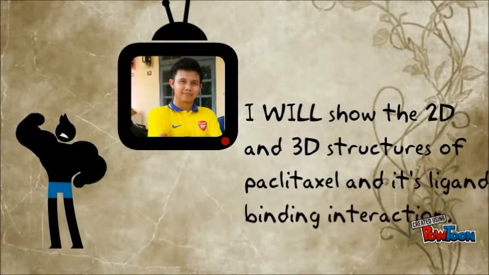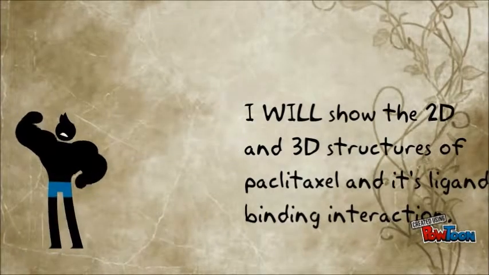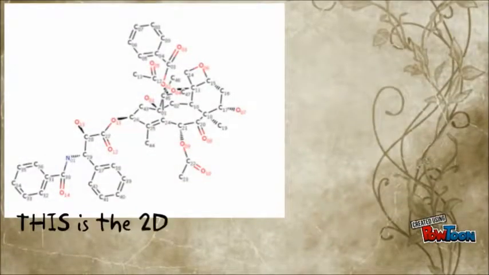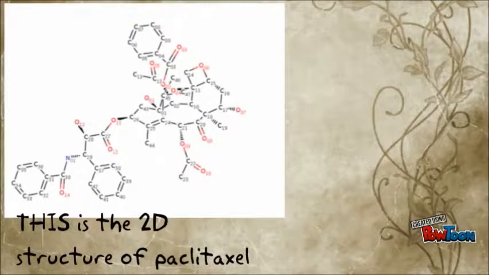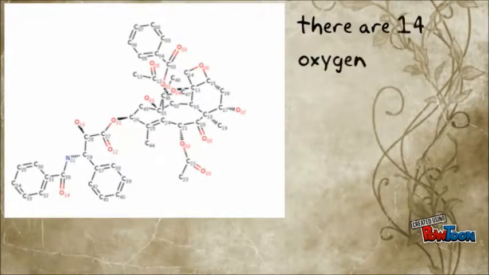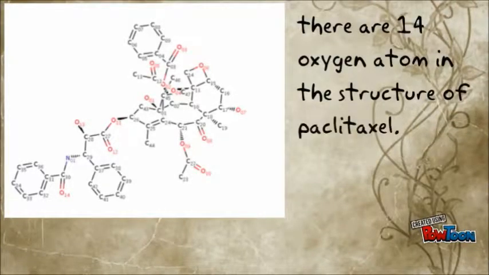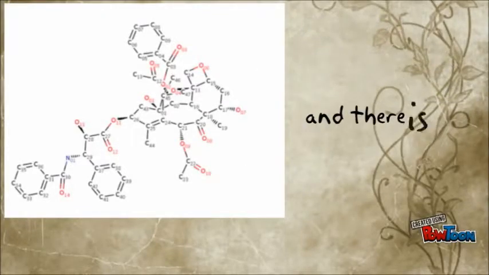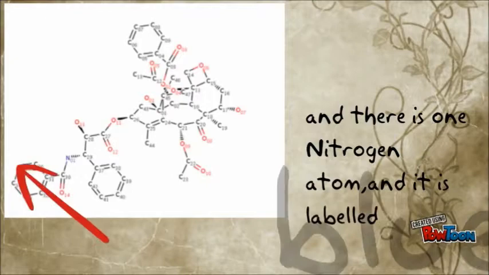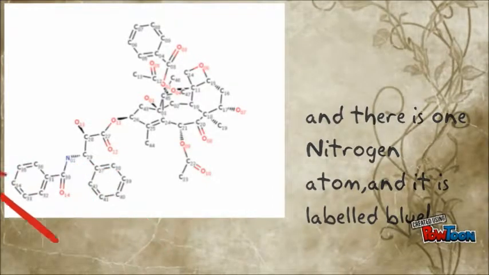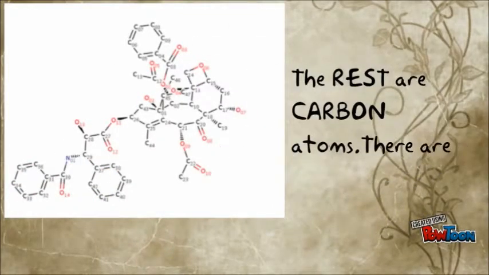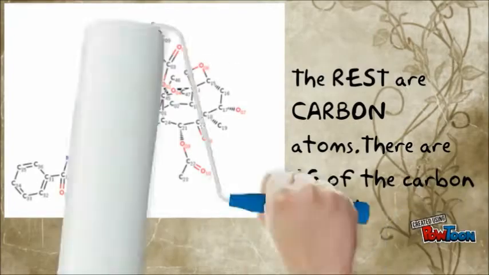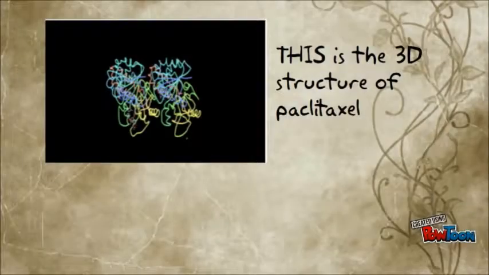I will show the 2D and 3D structures of paclitaxel and its ligand binding interaction. This is the 2D structure of paclitaxel. There are 14 oxygen atoms in the structure of paclitaxel. And there is one nitrogen atom, and it is labeled blue. The rest are carbon atoms. There are 46 of the carbon atoms.